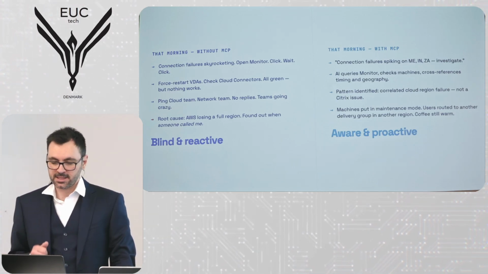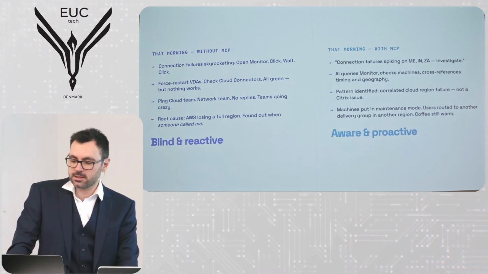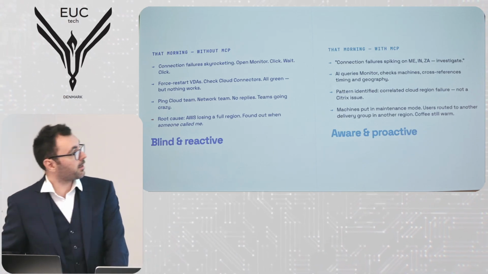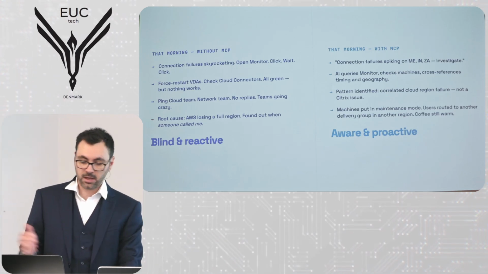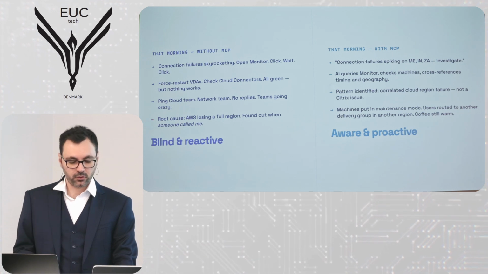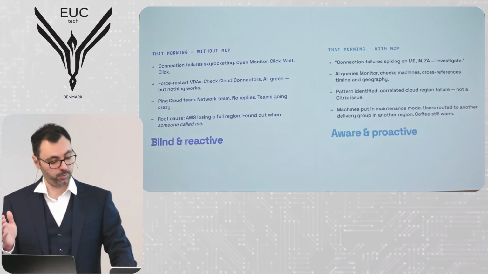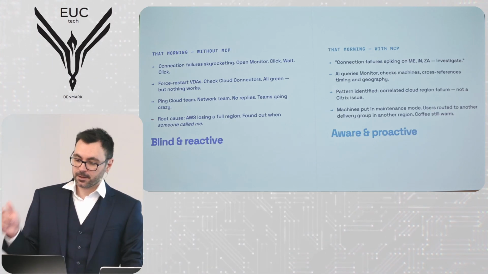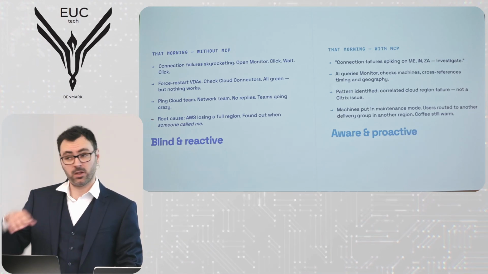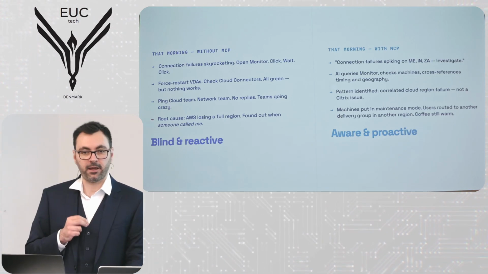Now, imagine that same morning with MCP. Connection failures are spiking in Middle East, India, and South Africa. Investigate. And the AI queries the monitor data, cross-references the timing and the geography of the failure, and spots a pattern: correlated failure across the cloud region, not a Citrix configuration, like most people think. And then remediation, putting machines in maintenance mode, routing users to another delivery group, to another region, to restore the service. In a blink of an eye, the coffee is still warm.